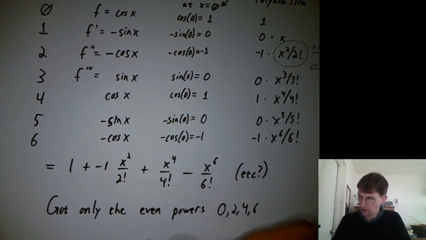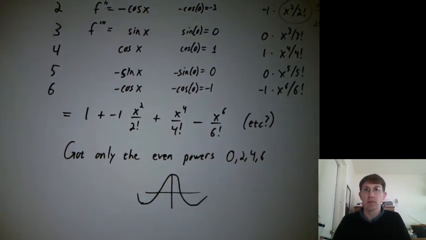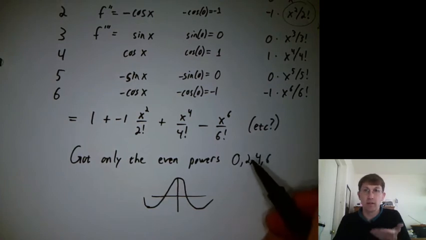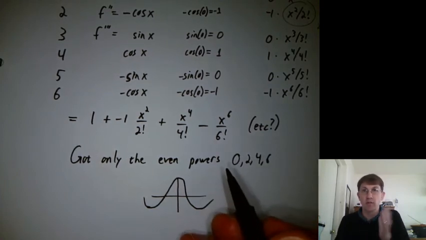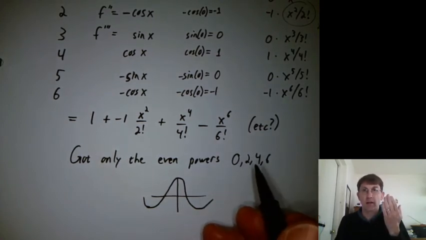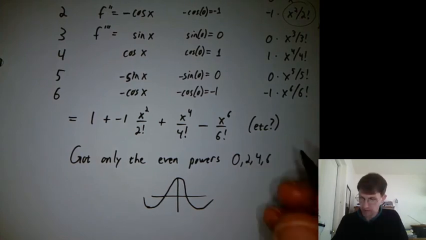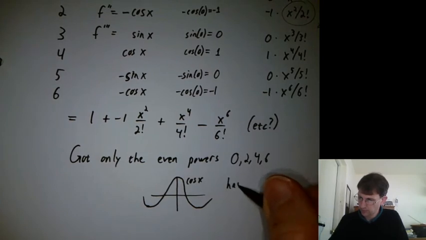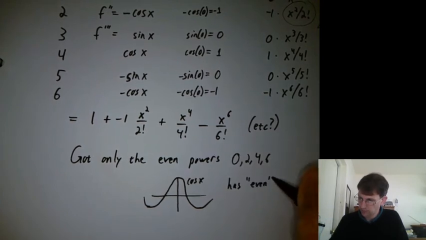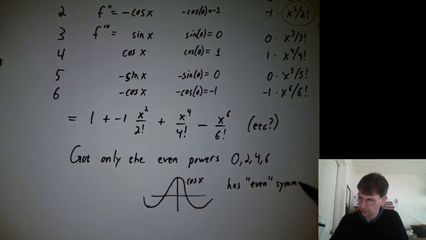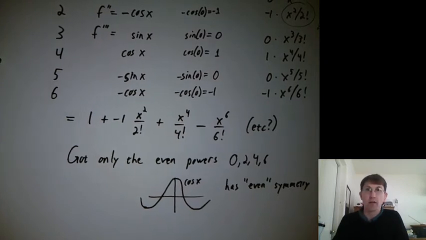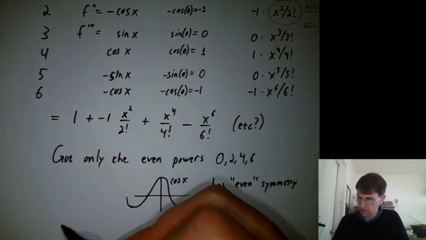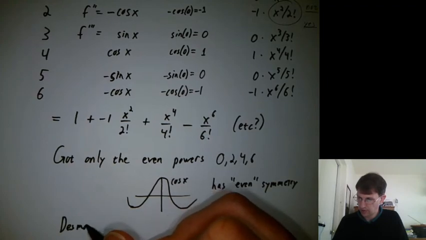And if you think about cosine, let's graph cosine real quick. That has what's called even symmetry, just like x squared has symmetry around the y-axis. X to the fourth has symmetry around the y-axis. So that all seems to make sense. We should go check it in Desmos though, right?